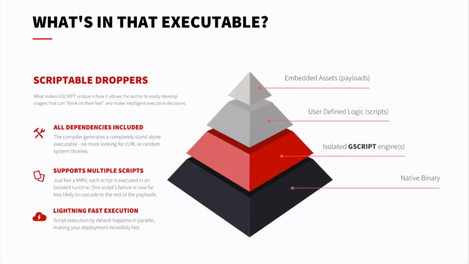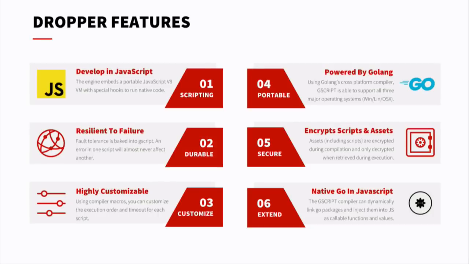So you've got your native binary, you've got your isolated Gscript engines, you've got the user-defined logic in those scripts that is actually encrypted and embedded just like the assets are into the binary. And then you've got the embedded assets and their payloads. Those all get bundled together into one container inside of your native binary. So let's talk about some of the features here, right?